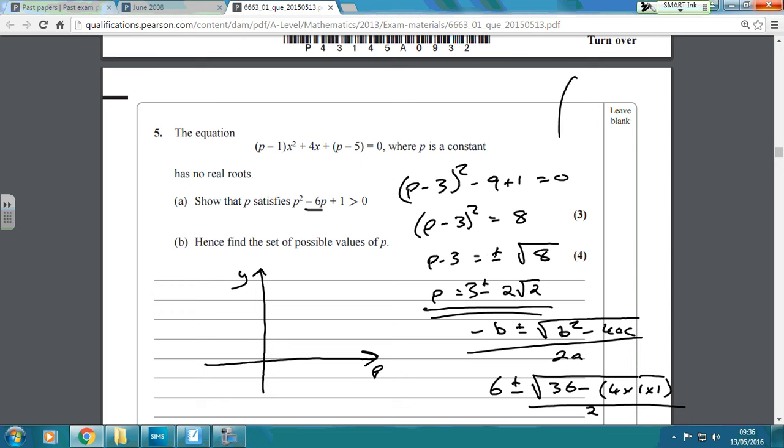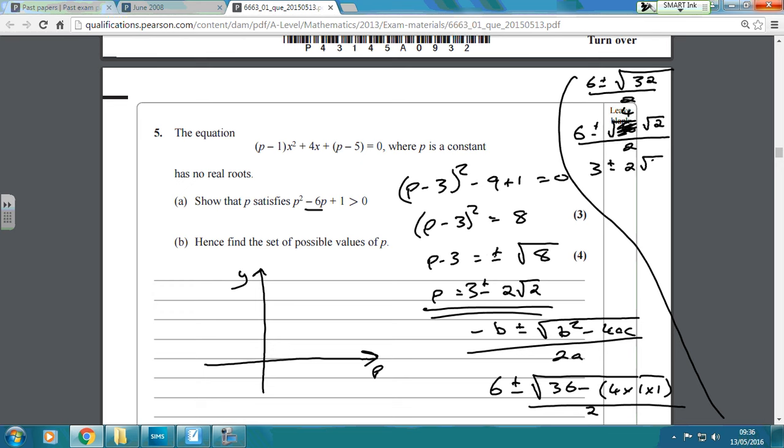So let's go back up here. That's going to be 6 plus and minus the square root of 36 minus 4 times 1 times 1, so the square root of 32, over 2. So that's 6 plus and minus the square root of 16 times the square root of 2, over 2. The square root of 16 is just 4. So if we divide everything through by 2, we get 3 plus and minus 2 root 2, which is no coincidence, exactly the same using both methods.